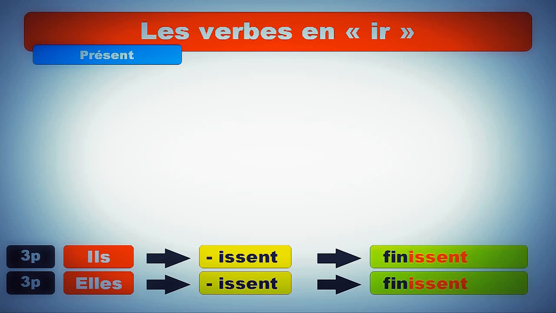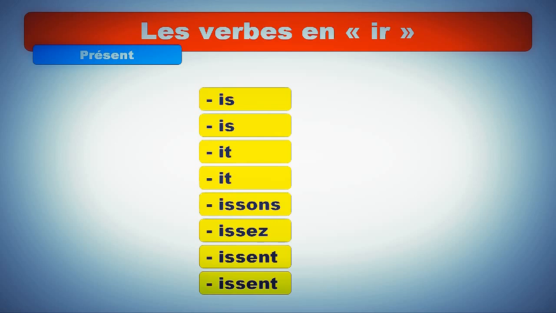All right, so let's see the endings again. For je, it's S. For tu, it's S. For il, it's T. Elle, T. Nous, I-S-S-O-N-S, vous, I-S-S-E-Z, ils, I-S-S-E-N-T, and elles, I-S-S-E-N-T. And then finally, before leaving you, how do we pronounce them? For je, it's i, for tu, it's i, for il and elle, it's i, for nous, it's isson, for vous, it's isse, and then for ils and elles, it's iss.